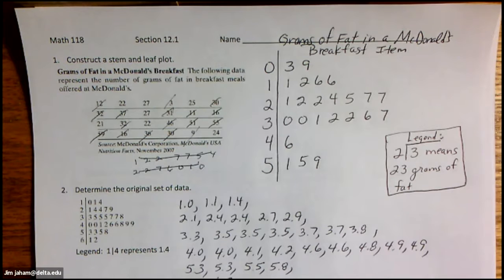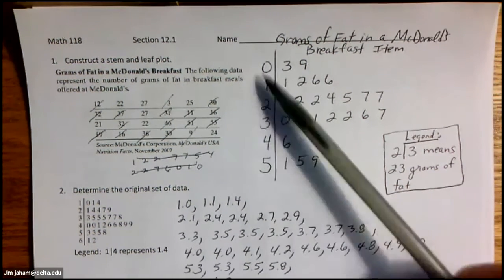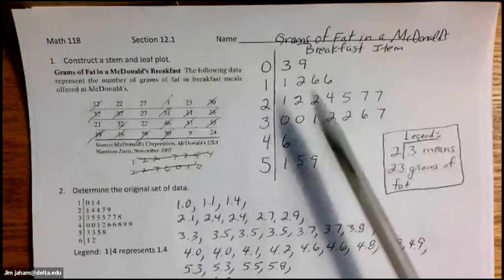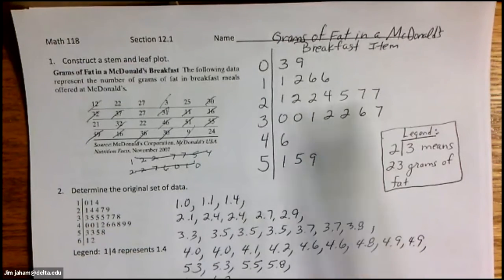So section 12.1, this is one where we construct several graphs. So we've got the stem and leaf plot, and you should see the stems go in order from smallest to largest. We say in ascending order. Same thing for the leaves coming out this way.